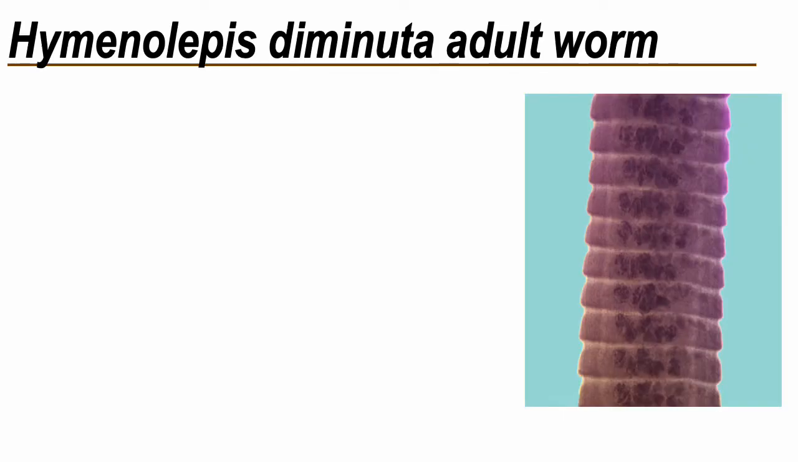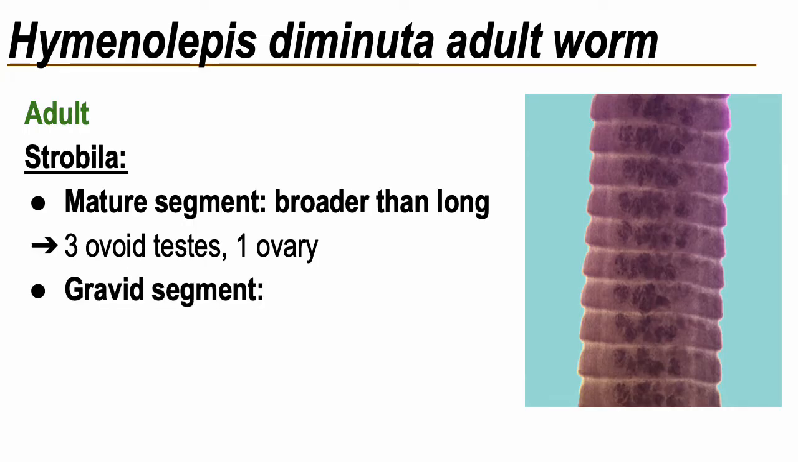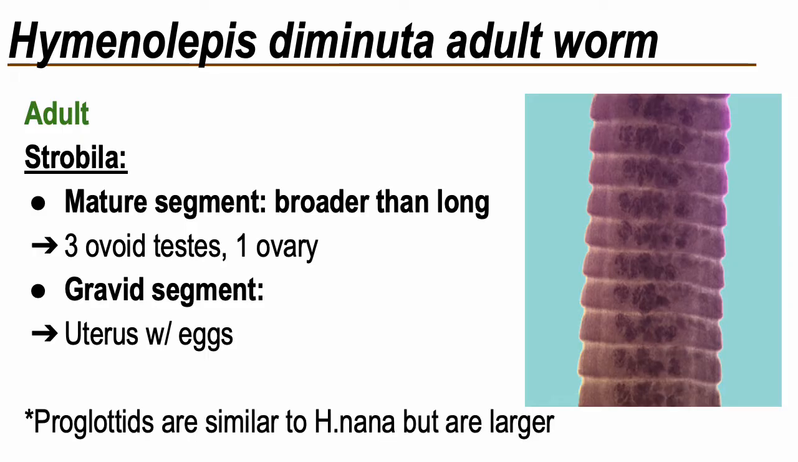Now let's move on to the strobila of Hymenolepis diminuta. In terms of their mature segment, this is similar to Hymenolepis nana. It is broader than long, and it contains 3 ovoid testes for every 1 ovary. The gravid segment is also filled with eggs, similar to H. nana.